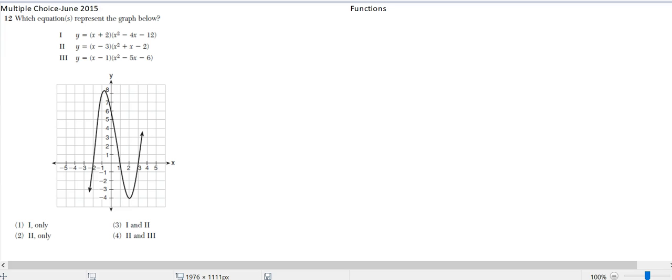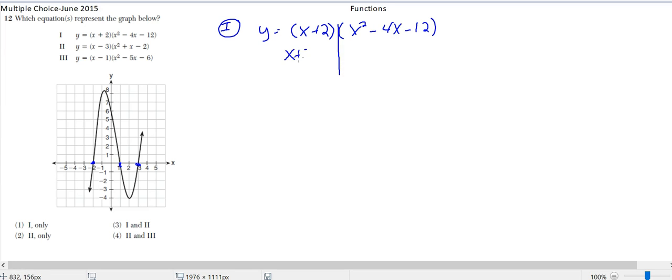The graph, we notice, has a root at -2, a root at +1, and a root at +3. We need to see which of these choices, 1, 2, or 3, has the same roots. To find the roots of a cubic function, we want to set each of the factors equal to 0. So the first one, y is equal to x plus 2 times x squared minus 4x minus 12. We want to set each of these equal to 0.